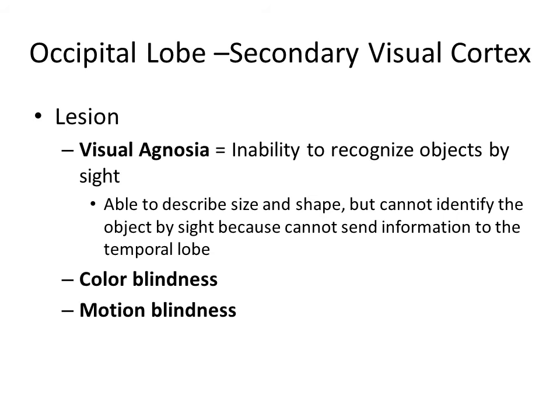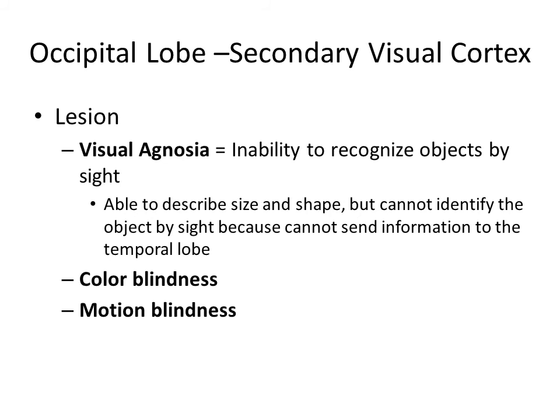If we have damage to the secondary visual cortex, we get what is called visual agnosia. And this is the inability to recognize objects by sight. This is not the only location we have visual agnosia. This is kind of the first location where we might see it.